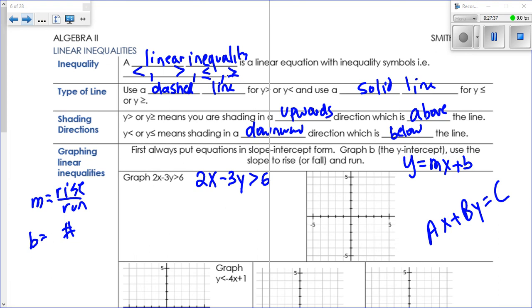These are our steps. Step 1, rewrite. Step 2, move the x term. Step 3, we're going to divide by the coefficient in front of y.